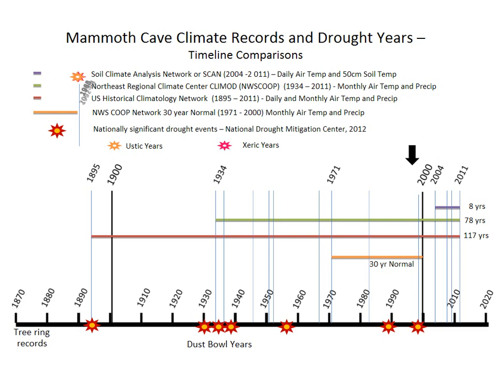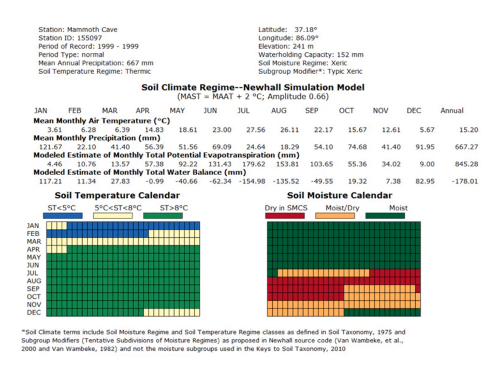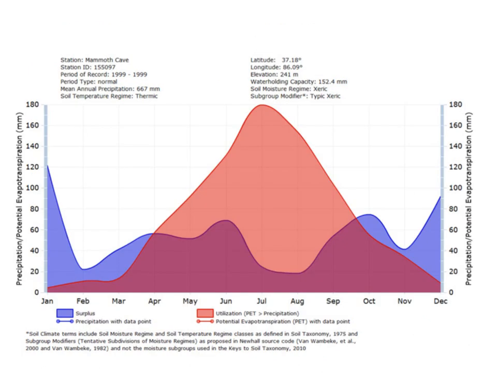So we'll take a look at what the 1999 Xeric record looks like here. Here is the 1999 record for the climate calendar report. And we can see here it's thermic, xeric, typic, xeric. And you can see here the number of days of dry or moist dry in the moisture control section. If we look at the climate graph, you can see that the precip here is much lower than we might anticipate.